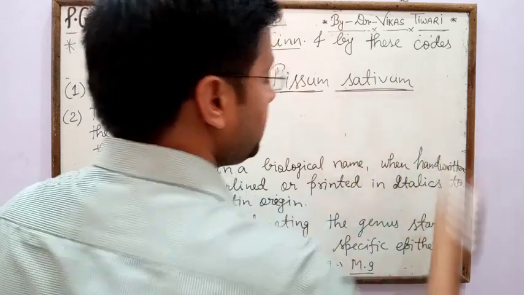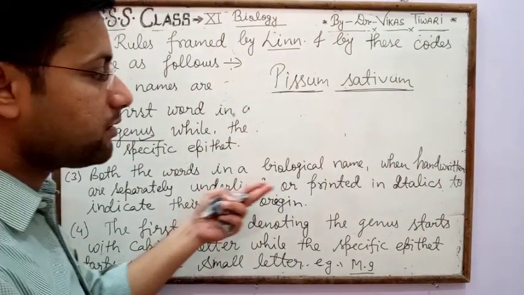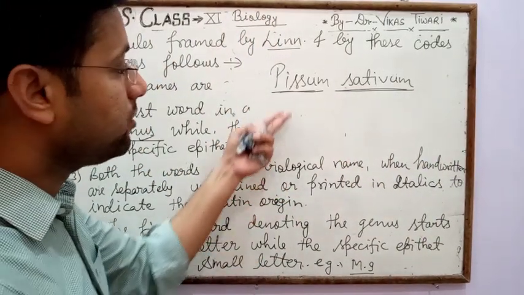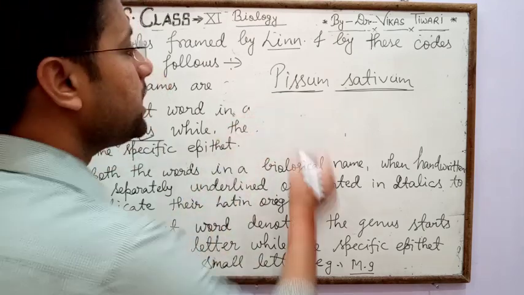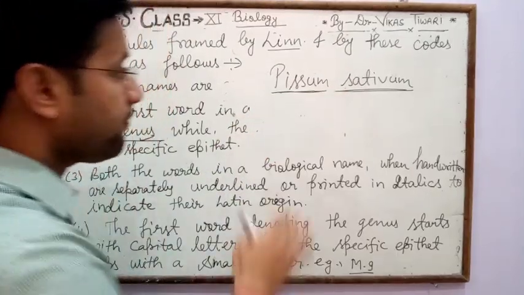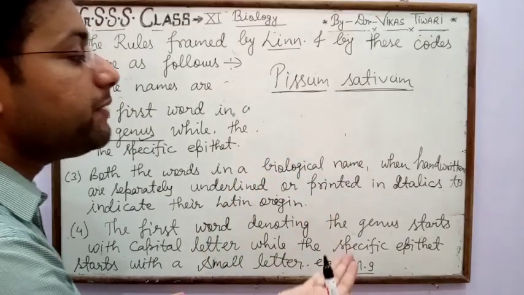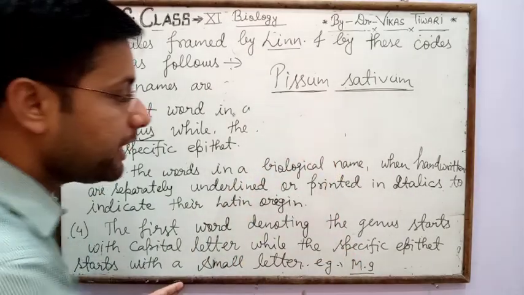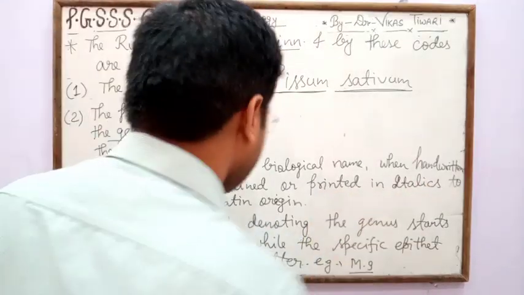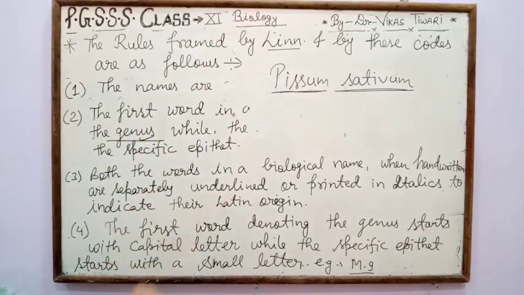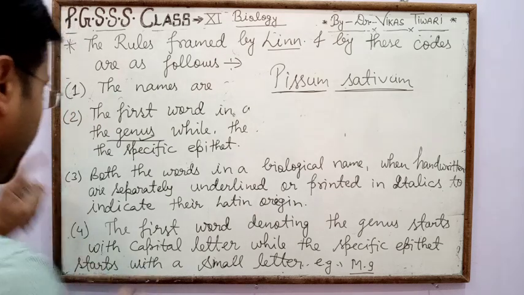Means if we write by hand, then an underline must be placed below the generic name and the specific name, and if we print the scientific name, then it is always in italics to indicate their Latin origin.